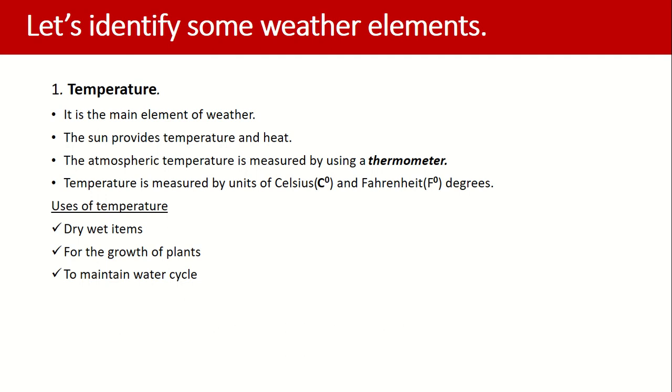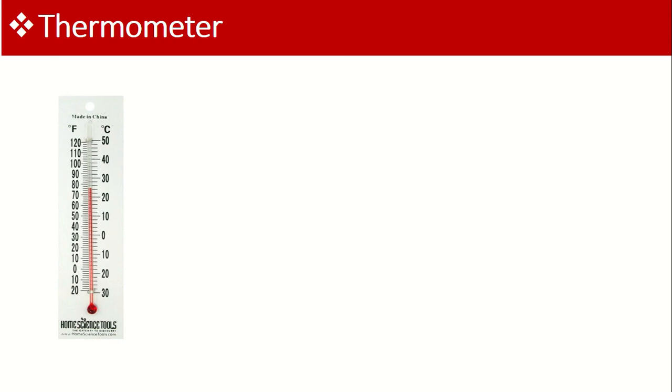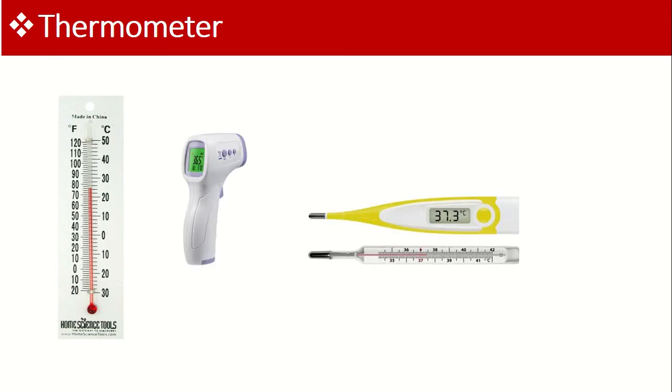What are the uses of temperature? You can dry wet items. You know that it is very essential for the growth of plants. As well, it helps to maintain the water cycle. Look at that picture. Thermometer. There are different shapes.